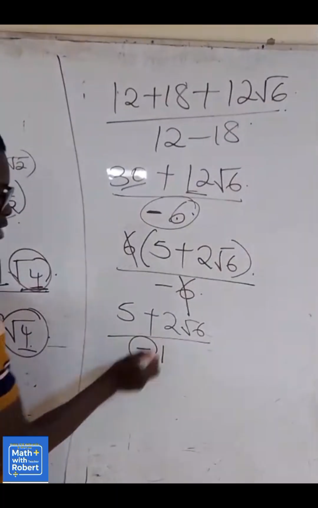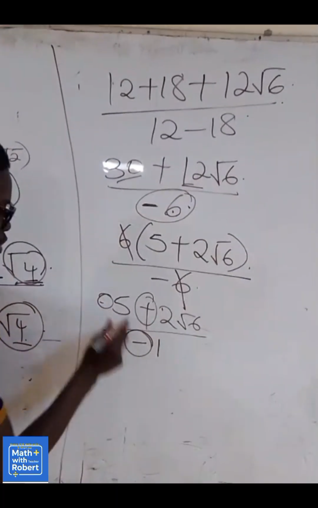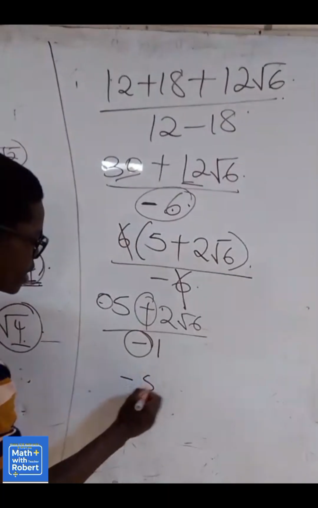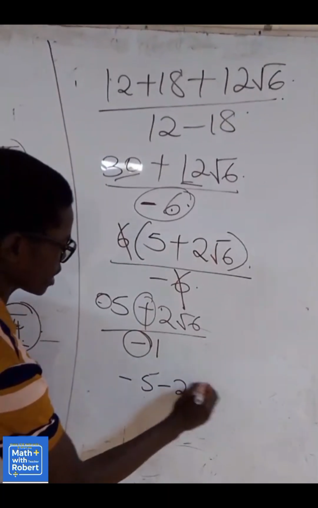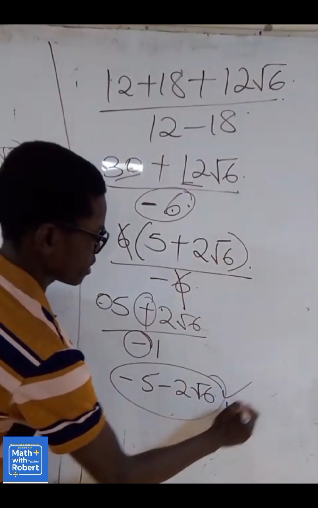So this negative sign affects here and here. So it will change to be negative 5 minus 2 surd 6. So this is the correct answer.